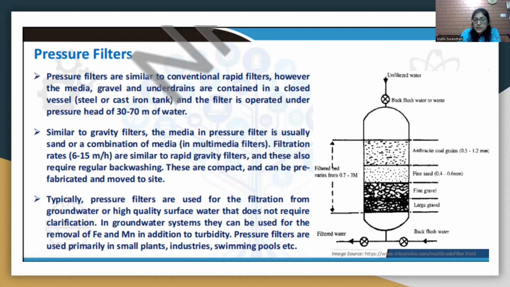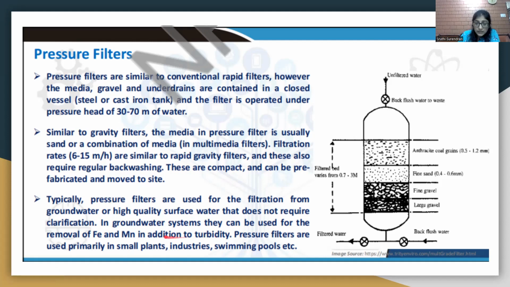But in case of pressure filters, a pressure is applied. So pressure filters are majorly used. If you go through the slide, you will know what a pressure filter is and what the requirements of a pressure filter are. But typically, pressure filters are used for high quality surface water that is not requiring clarification.